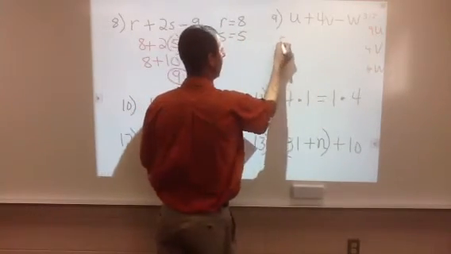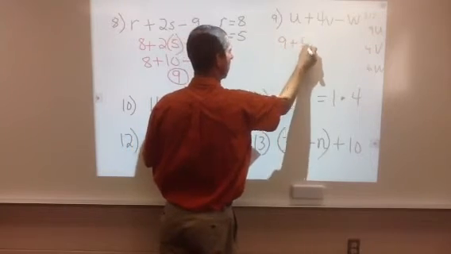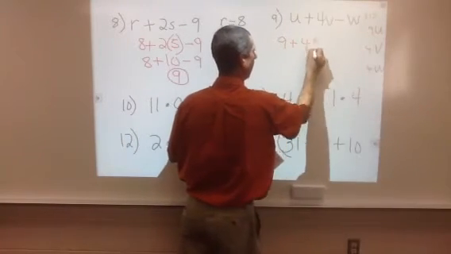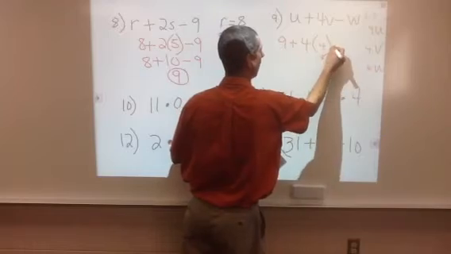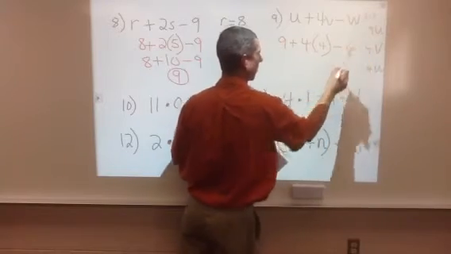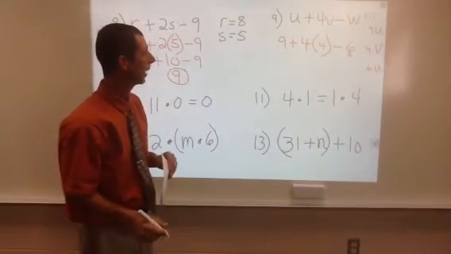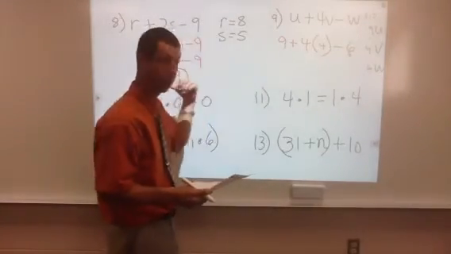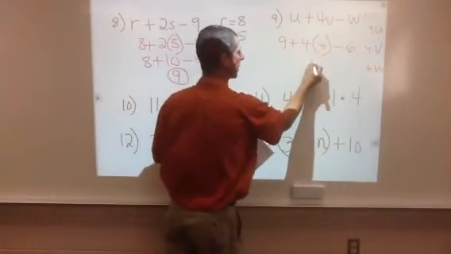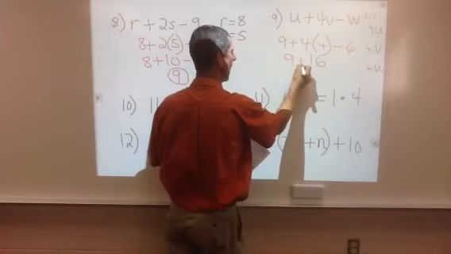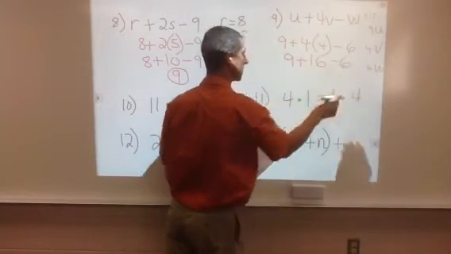Okay, so I have 9 plus 4 times 4, okay, minus W, which is 6. So there's my problem now. Okay, now I have to multiply first, very similar to the one we just did. We get 16 here. So we got 9 plus 16 minus 6.